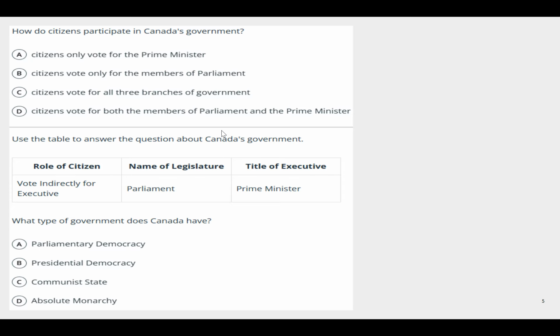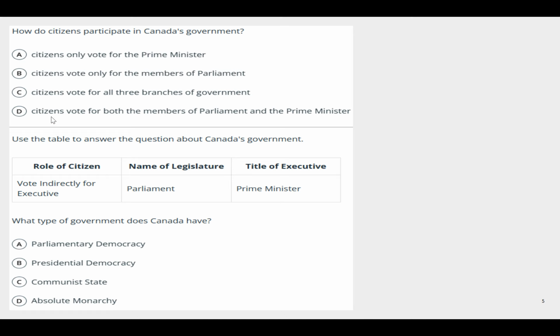How does a citizen participate in Canada's government? So, of course, when it comes to Canada's government, we're talking about parliamentary democracy. And parliamentary democracy means citizens do not get to choose their prime minister directly. So, which one of these answers is talking about that?